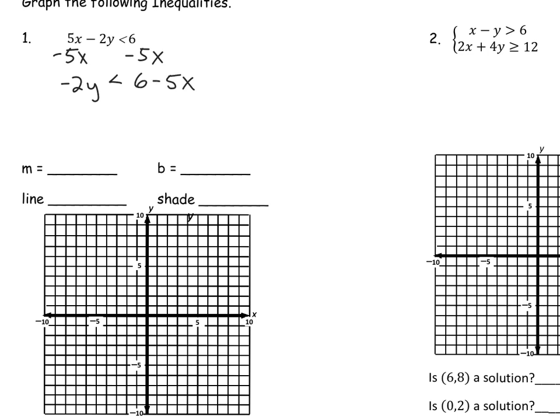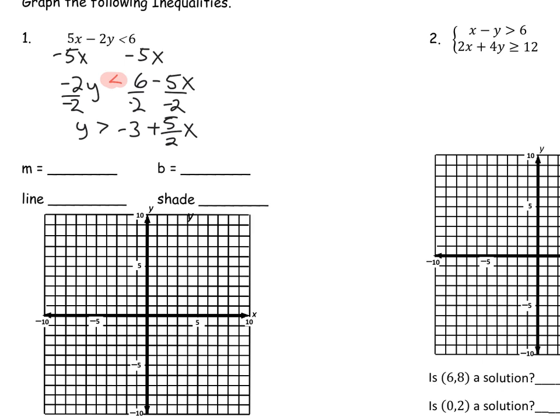Now something big is about to happen. We've got to divide by negative 2, but when we divide by negative 2, it's going to flip the sign that we have here. It's going to flip from a less than symbol to a greater than symbol. So let's do that. We have negative 2 divided by negative 2. Now I have y is greater than 6 divided by negative 2, which is negative 3, and negative 5 divided by negative 2 is plus 5 over 2 x. Now we have it in the correct form, mx plus b, so this is good.